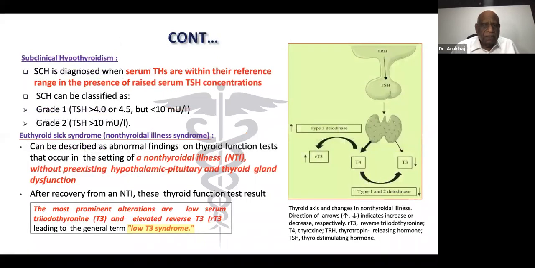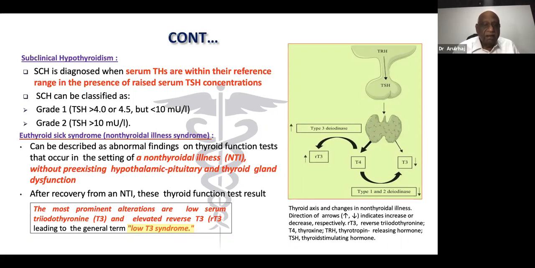Now coming to a few important subtypes. One is subclinical hypothyroidism. The patient has thyroid hormone levels within the reference range, but the TSH concentrations are mildly raised. For example, T3, T4 can be normal and TSH alone can be raised. It can be of two types. One is just above 4 up to 10, which is grade 1. And grade 2 means above 10. It's subclinical hypothyroidism. Why it is important, we will see.